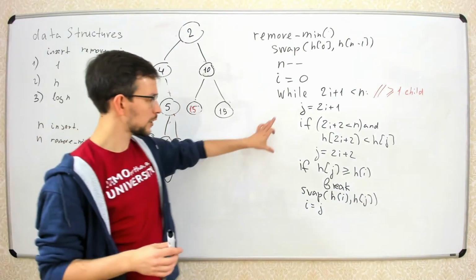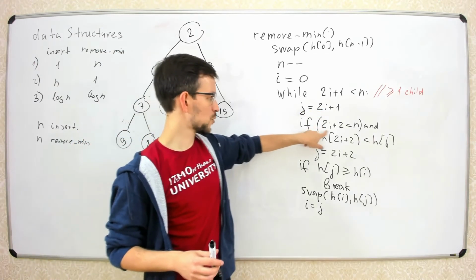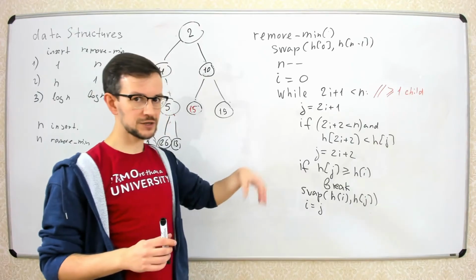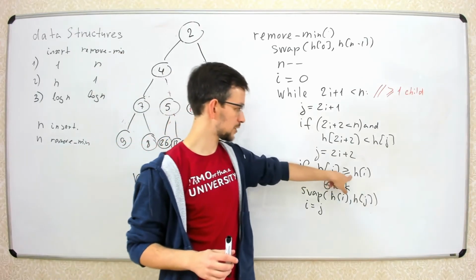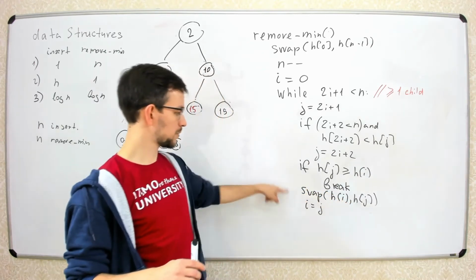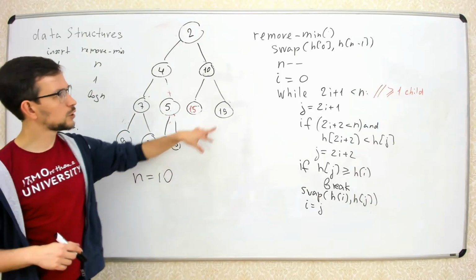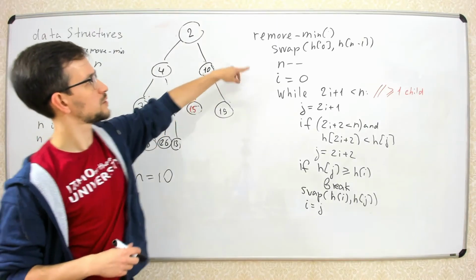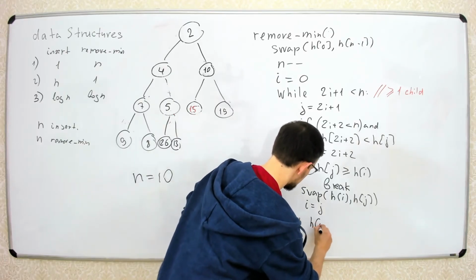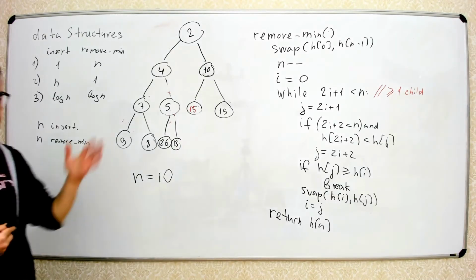I think that's fine. So we find the minimum of these two children. So we take the left child. If we have a right child and the right child is less than the left child, then j equal to the right child. Now j is the index of the minimal child. We just see if it is correct, we break. If it is not correct, we swap with the minimal child and then move to the minimal child. Looks fine. Now in the end, we need to return this removed minimal element. So in the end, we just return h[0].